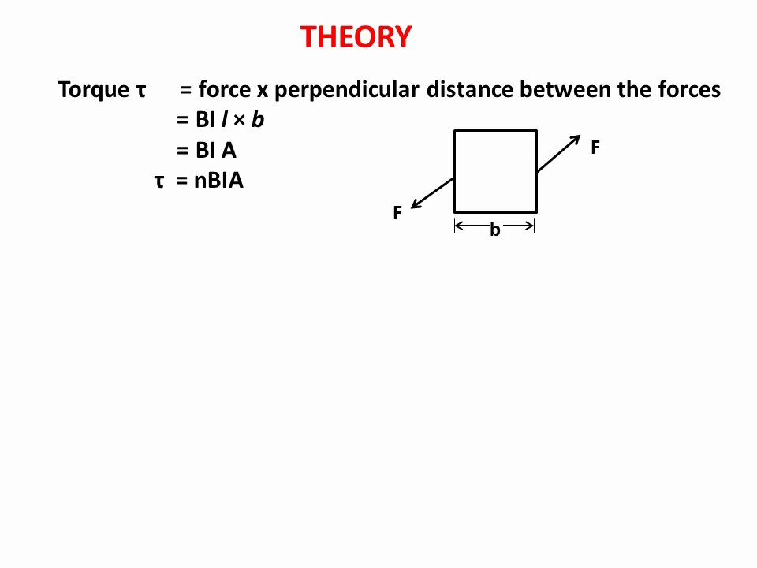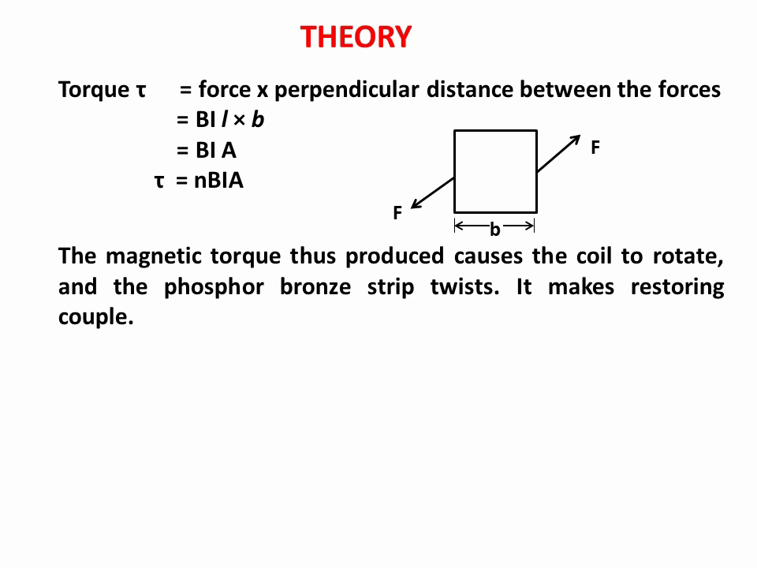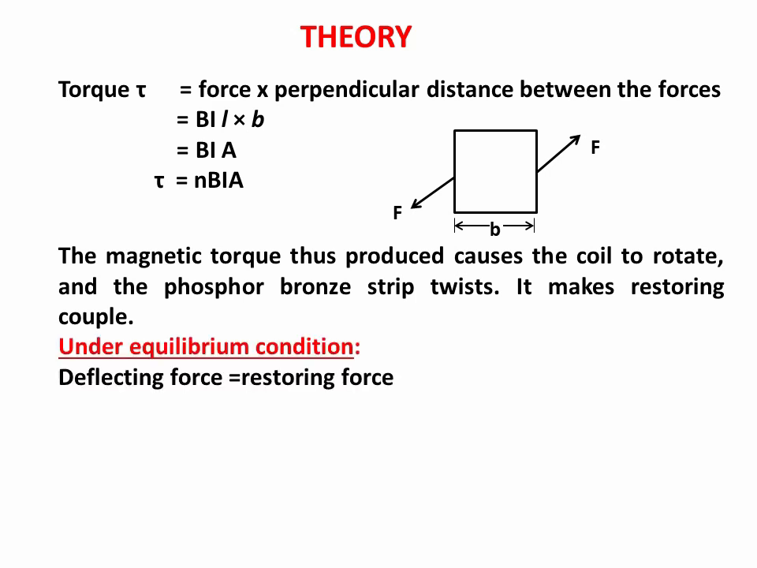For N number of turns, the deflecting force or torque is equal to NBIA. Here N is the number of turns, B is the magnetic field, I is the current, A is the area of that moving coil. The magnetic torque thus produced causes the coil to rotate and the phosphor bronze strip to twist. It makes a restoring couple. So, the restoring couple has the value C theta.